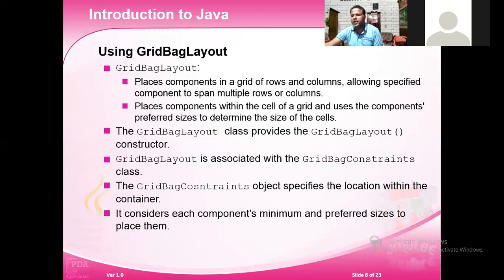So grid bag layout is used to align the components vertically, horizontally, along with the baseline. You can add the component vertically or horizontally based upon the previous component. The components may not be of the same size. Each grid bag layout object maintains a dynamic rectangular grid of cells. So they are creating their own space.